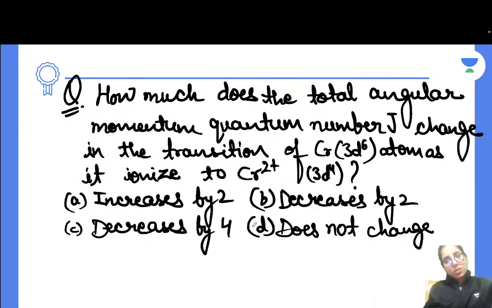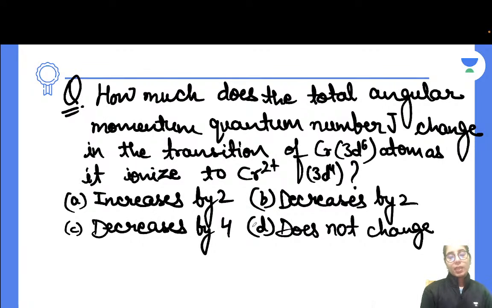They have given: how much does the total angular momentum quantum number J change in the transition of chromium 3d6 atoms as it is ionized to chromium 2 positive? Now it becomes 3d4. So whatever change there will be in the total angular momentum quantum number, it will be the same for the ground state spectroscopic term as well.